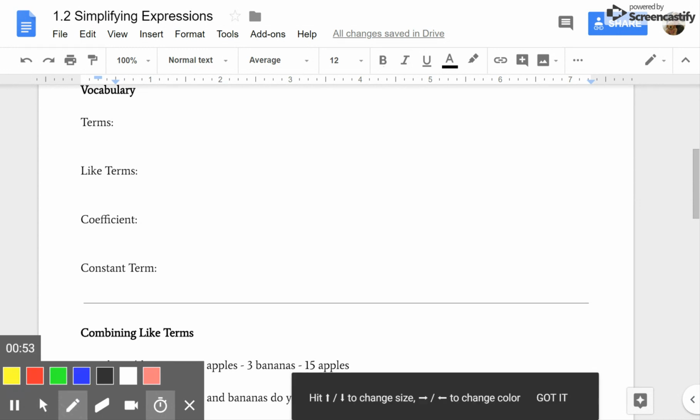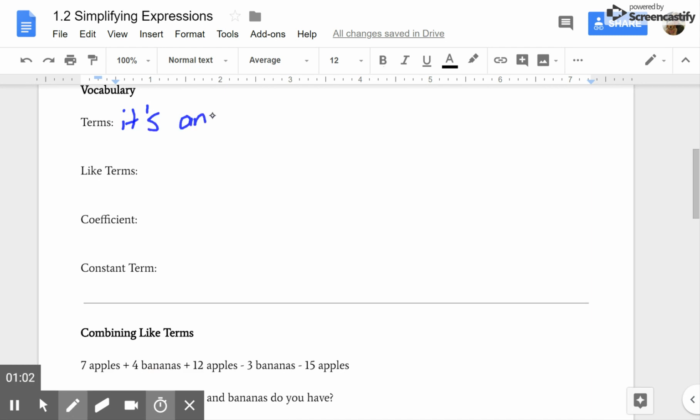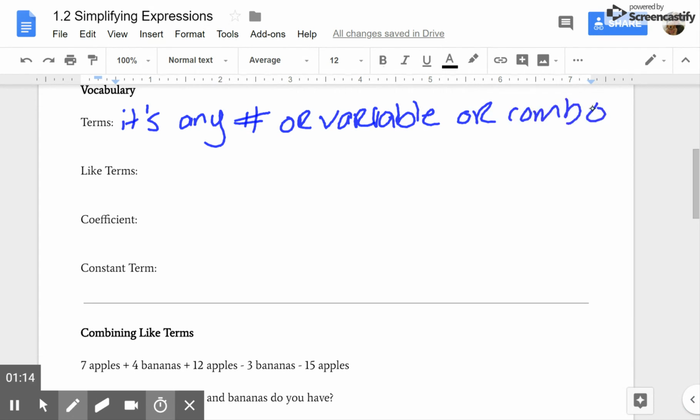Let's get some vocabulary out of the way that we're going to be talking about. So the first one is a term. When I say term, it's any number or variable or combo of both. So basically a term is anything: 5, 2x, y, z, 5xy. Basically any type of number or variable and a combo of them being multiplied together.